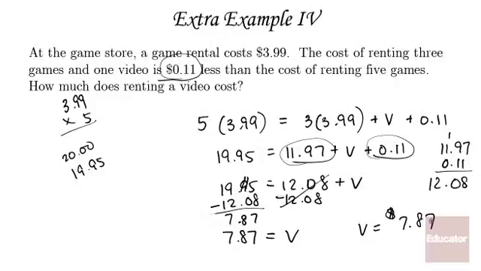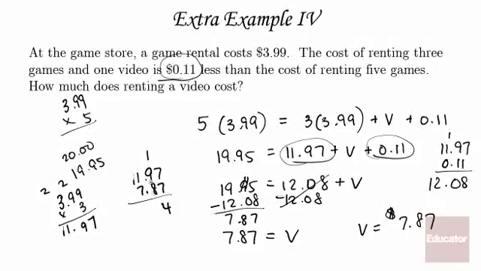Let's go back and check our answer. The cost of renting 3 games and 1 video is 11 cents less than the cost of renting 5 games. So I'm going to say $3.99 times 3. 3 times 9 is 27. 27, 29, 9, 10, 11. So $11.97 is for the 3 games. And then we have the video for $7.87. That gives me 14. That's 17, 18, 7, 8, 9. That gets me to $19.84.